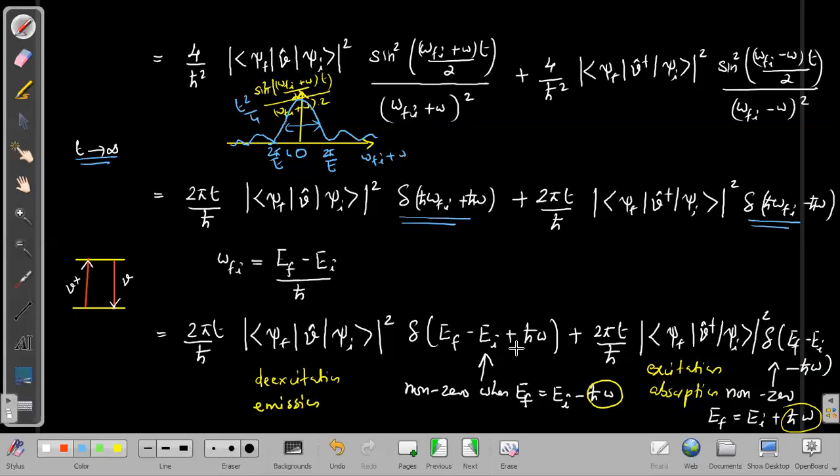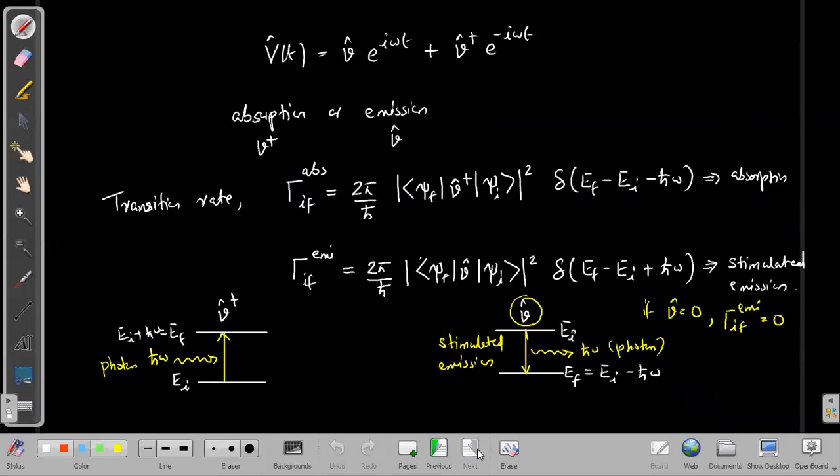But in the case of harmonic perturbation, the final energy level and initial energy level can be separated by an amount of h cross omega. So there are two possibilities: either we have absorption or emission. This absorption is controlled by the V dagger term and emission is controlled by the V term, and we can define the transition rate. The transition rate is the transition probability per unit time. If you divide by time, the transition rate takes the form 2 pi by h cross. For absorption it takes this form, and the emission term can be written here.